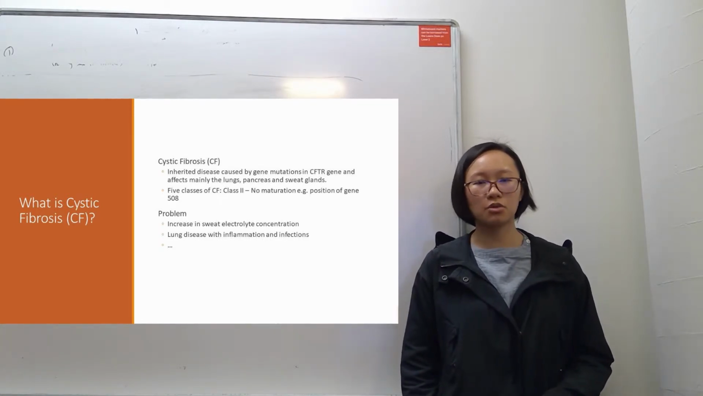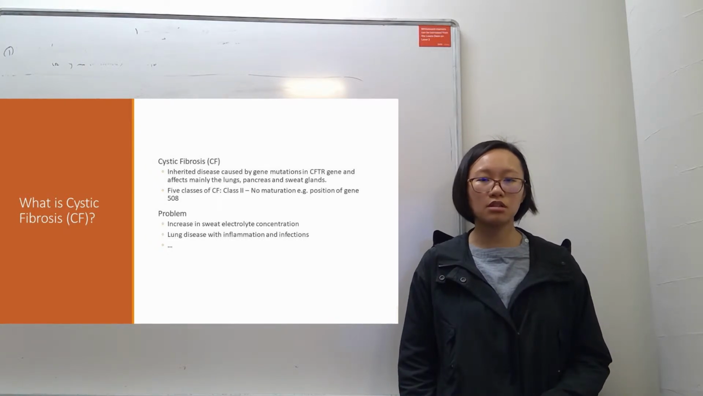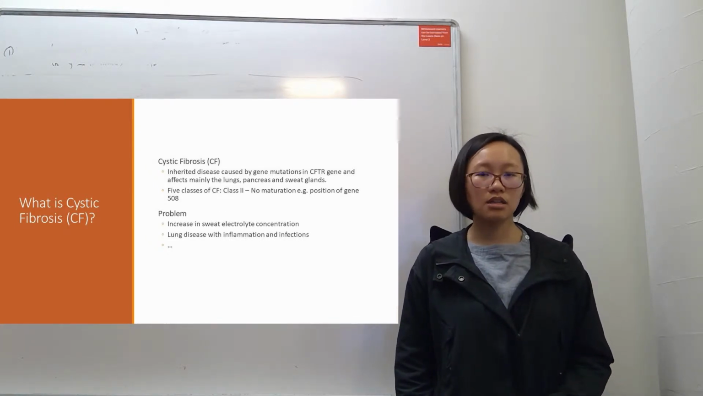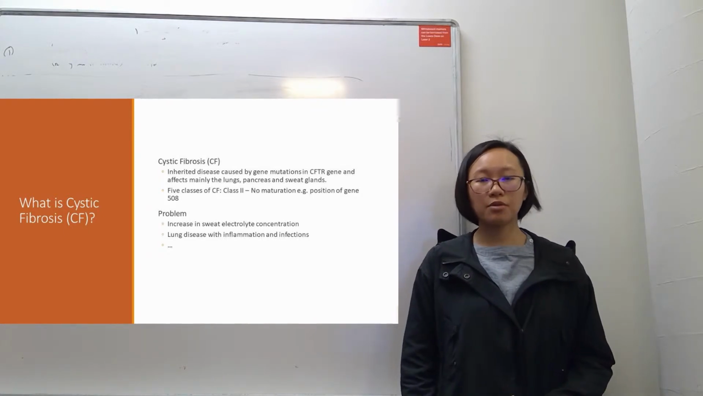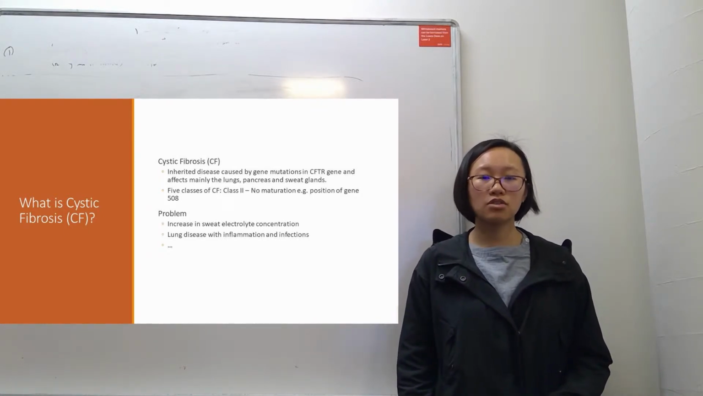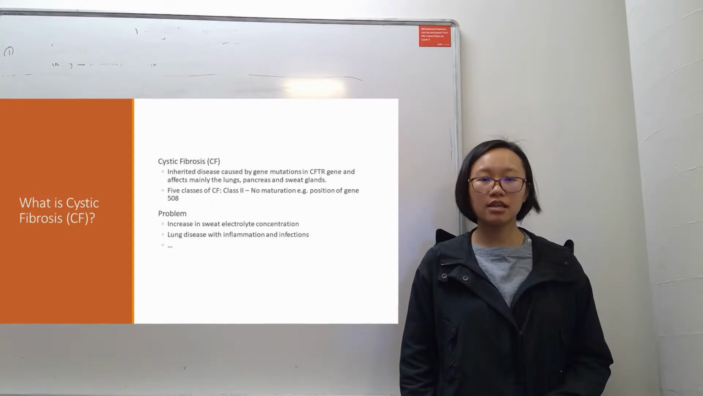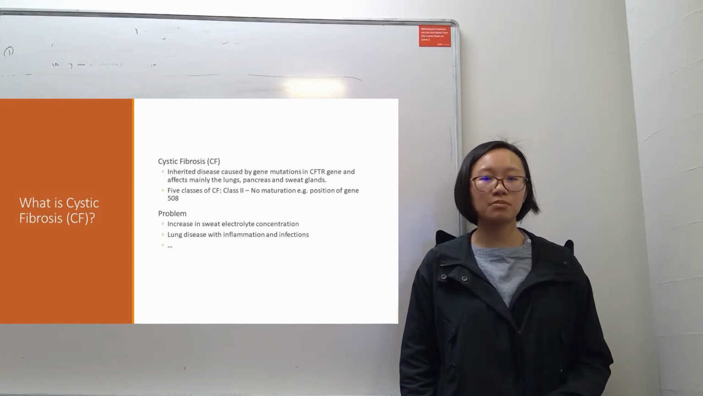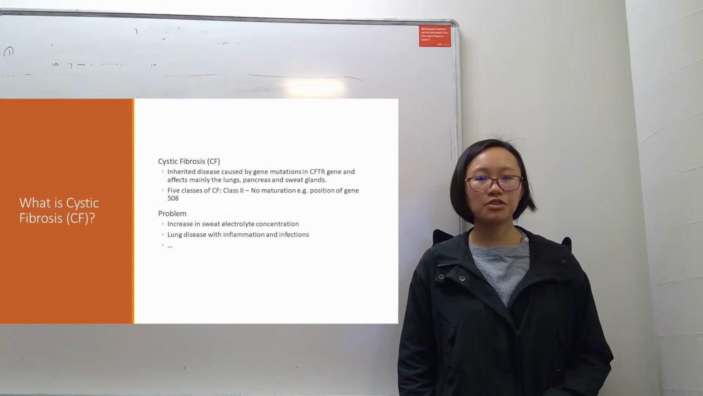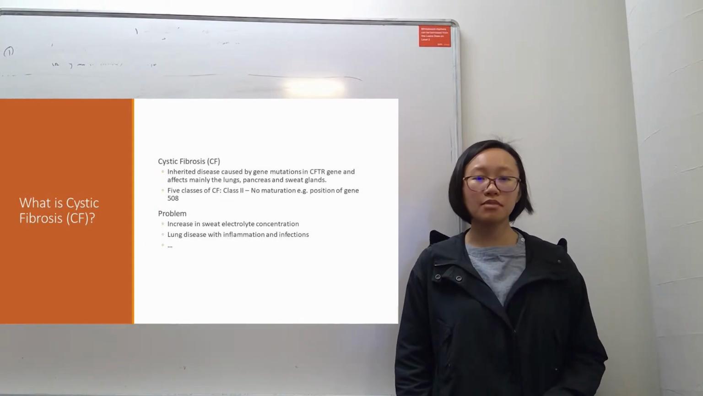Among these problems, lung issues are one of the most severe. In the worst case, it may block the airways. There are 5 different classes of CF disease, but today I'm going to talk about class 2, no maturation. That is, the CFTR fails to mature and is degraded by the protease in the ER. It happens at position 50A of the gene, which leads to a change in the protein.